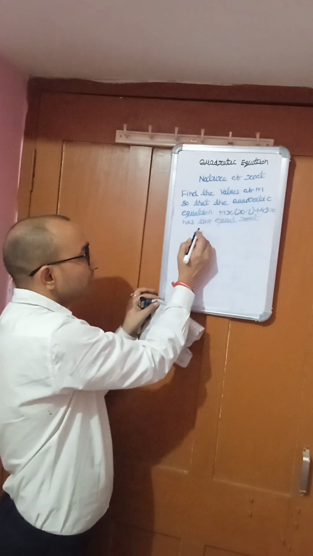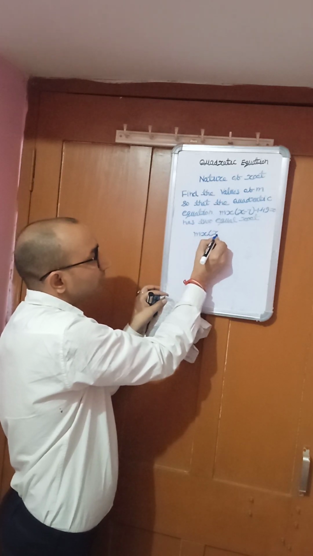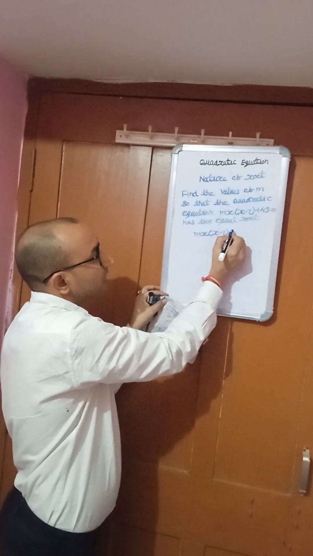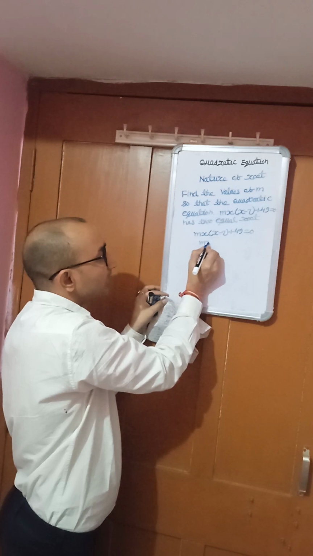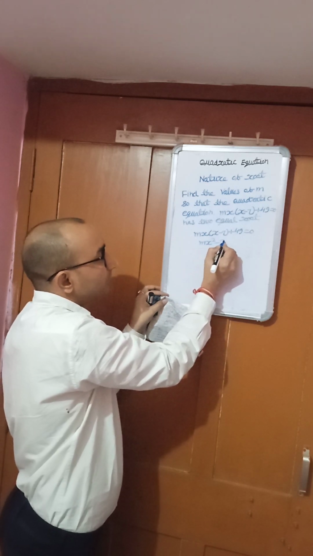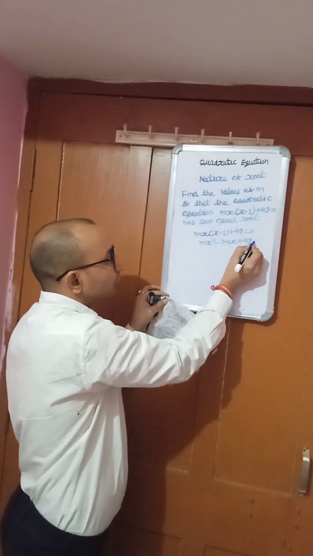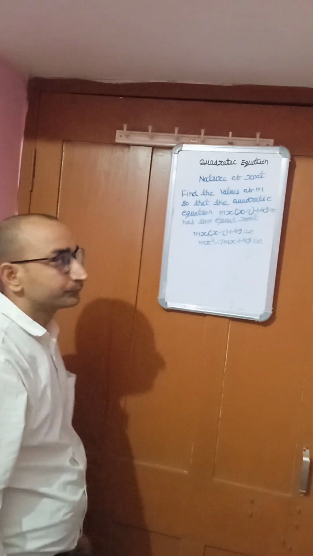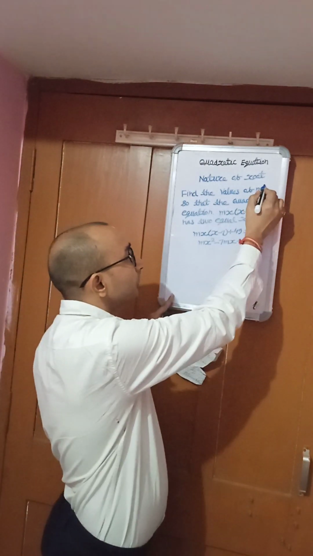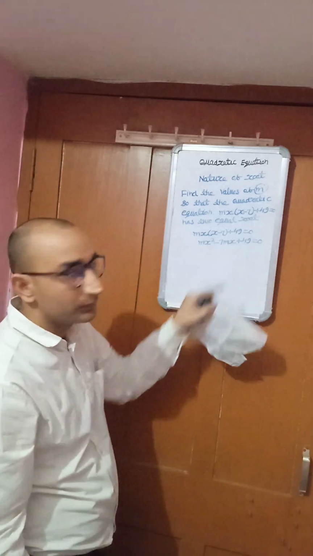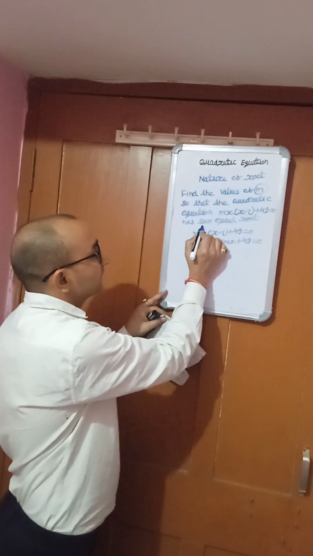So first of all, write the question here. mx into x minus 7 plus 49 equals 0. This becomes mx square minus 7mx plus 49 equals 0. So I have written the question here. We have to find the value of m. And this condition is very important.